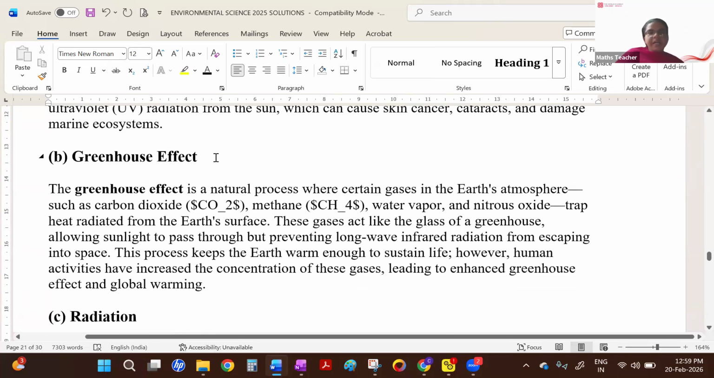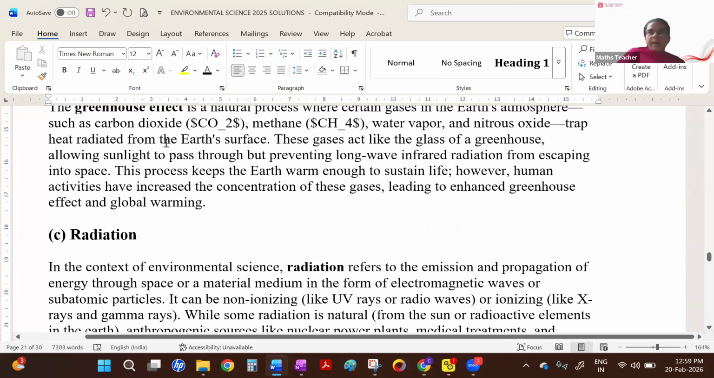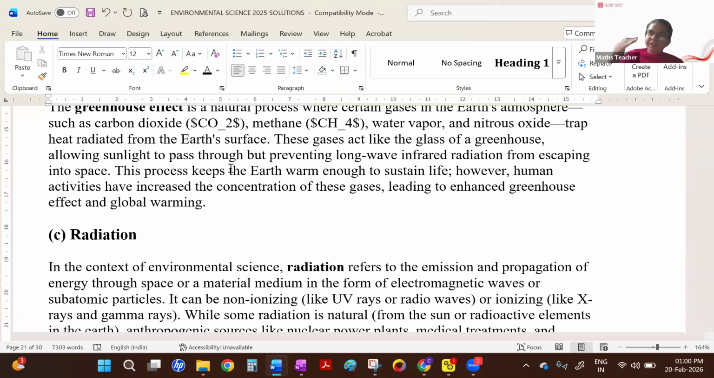Now the next thing is the greenhouse effect. What is the greenhouse effect? It is a natural process where certain gases in the Earth's atmosphere, like carbon dioxide, methane, water vapor, and nitrous oxide, trap the heat radiated from the Earth's surface. Their function is to trap the sun's heat energy. At the optimum level, they will trap enough heat energy just to maintain the perfect temperature on the Earth's surface, right?